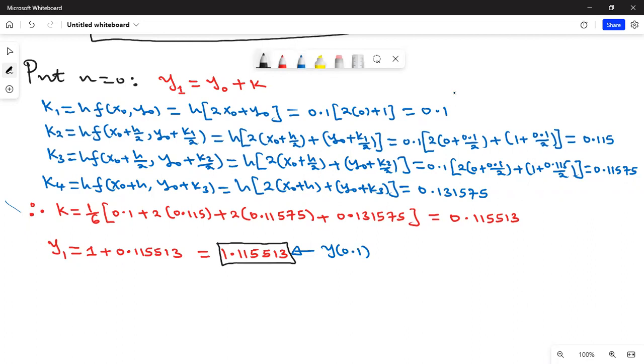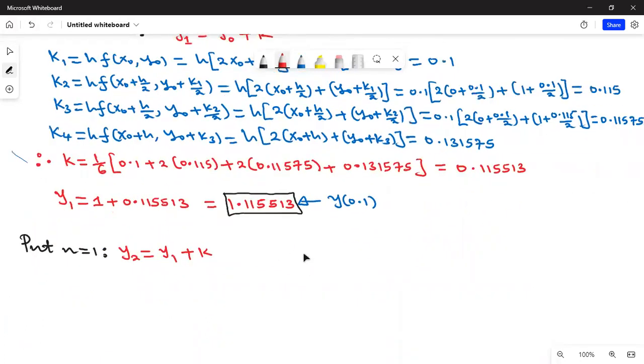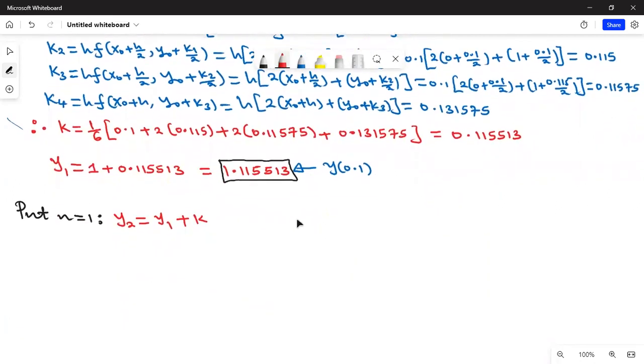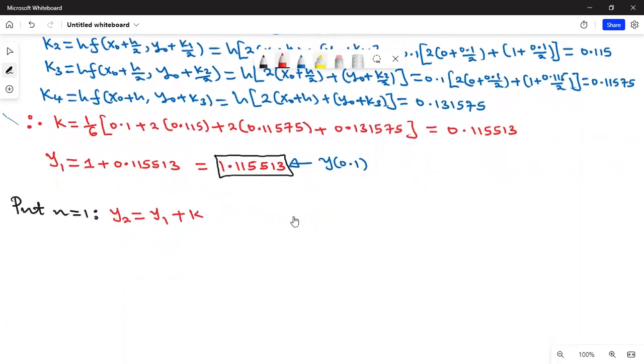Let's look at the other iteration. So you put n equal to 1. That will now give us y2. y2 is equal to y naught, not y naught, should now be y1, plus k. So find again k1, k2. Now for this case, the only difference is that now n is 1. The same computations. So we start with k1.